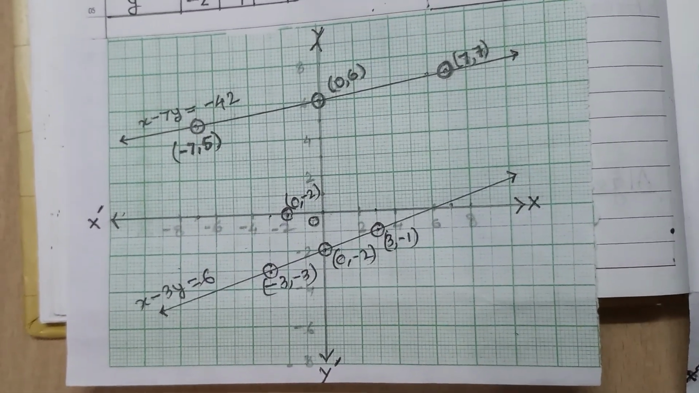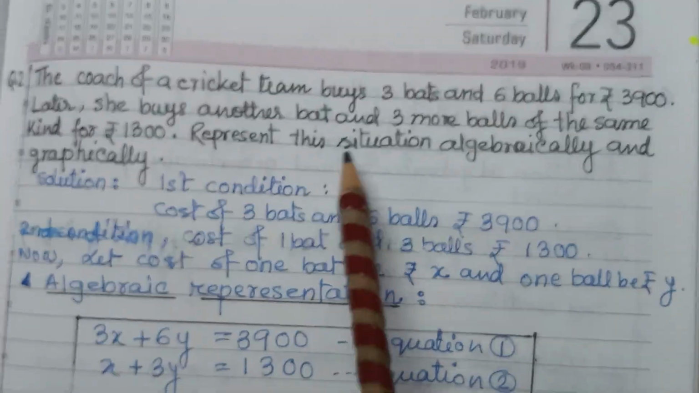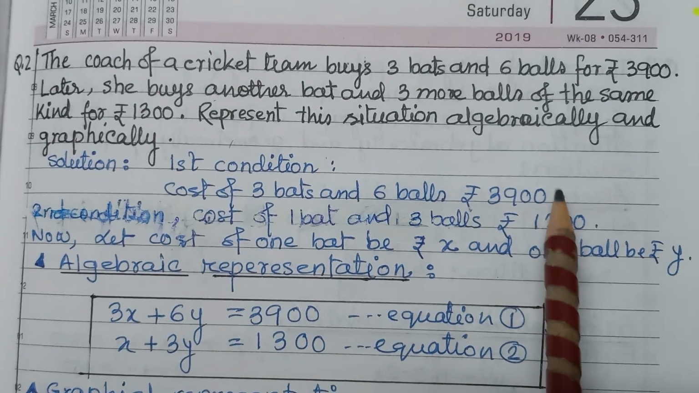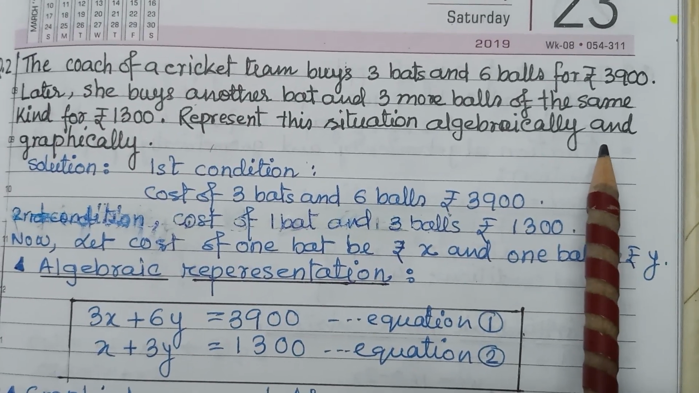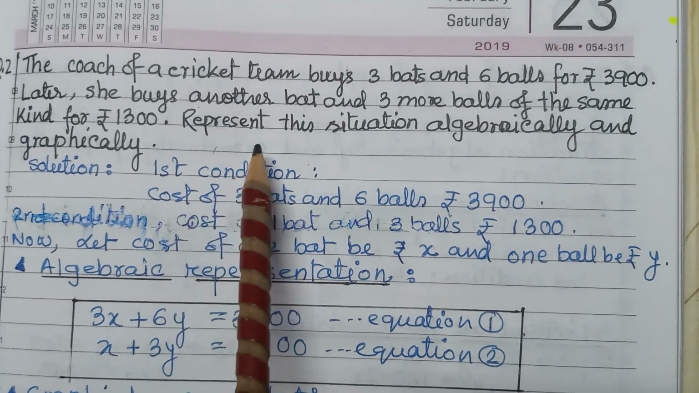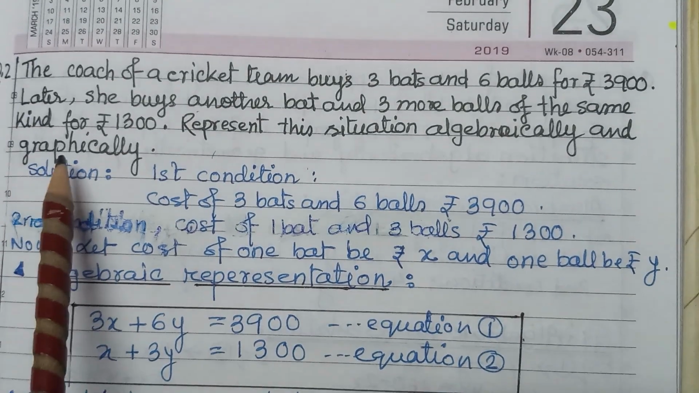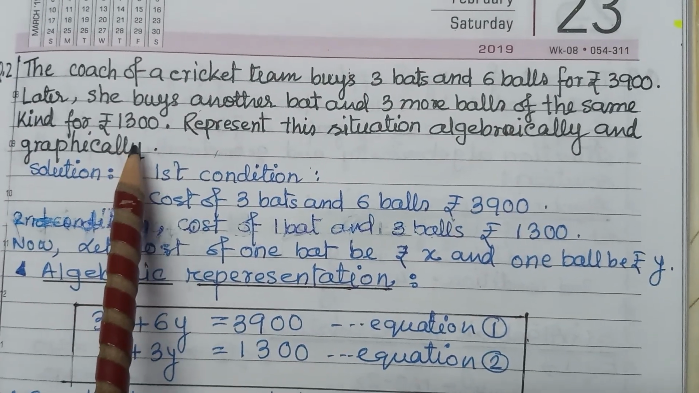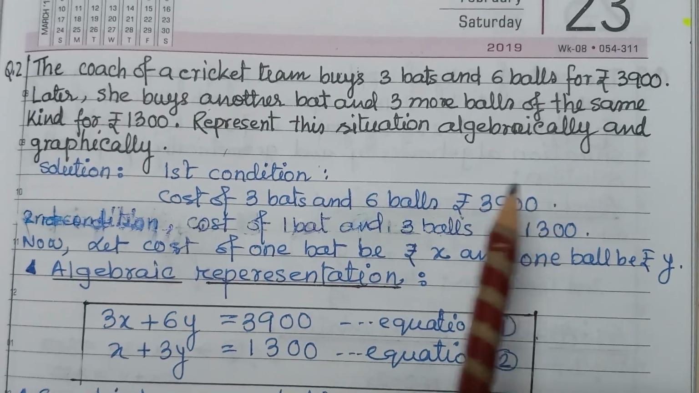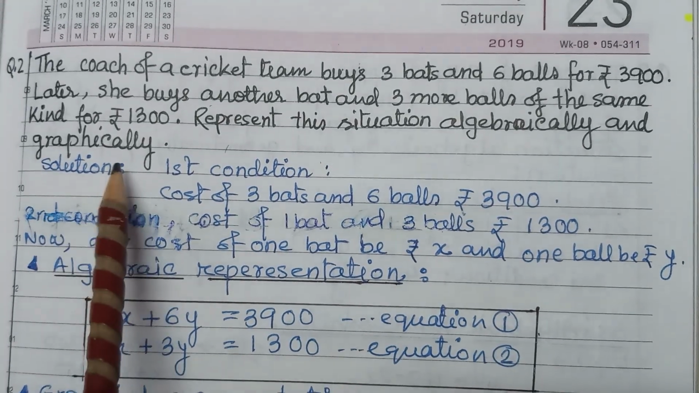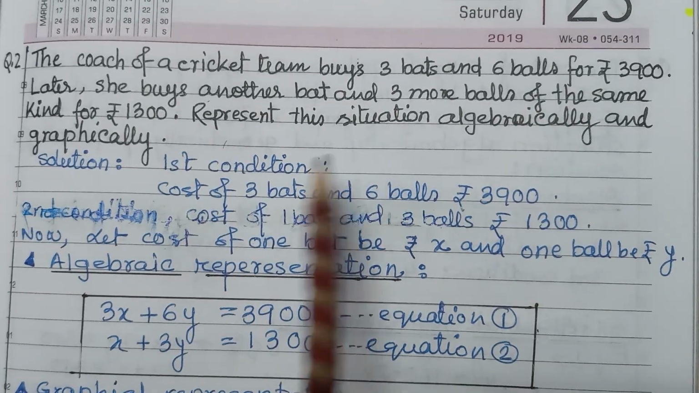Now the second question. The coach of a cricket team buys 3 bats and 6 balls for rupees 3,900. Later she buys another bat and 3 more balls of the same kind for rupees 1300. Represent this situation algebraically and graphically. Graphically or geometrically, you can write there.